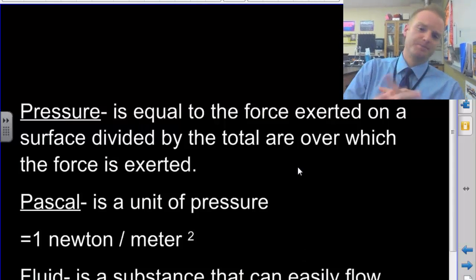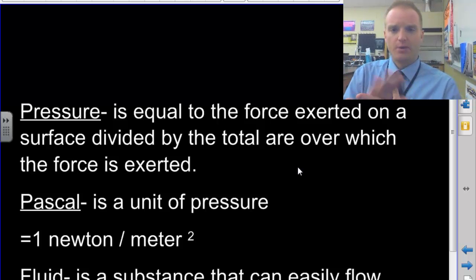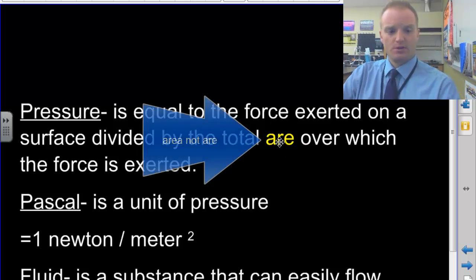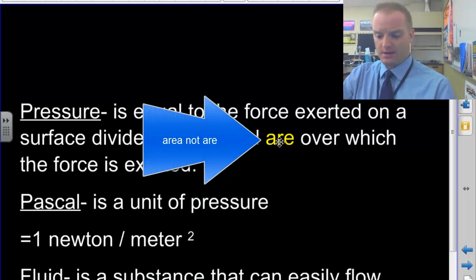Okay, so, pressure, guys. Today we're talking about pressure and how pressure is exerted on different objects. So with pressure, pressure is equal to the force exerted on a surface divided by the total area over which the force is exerted. So what does that mean?